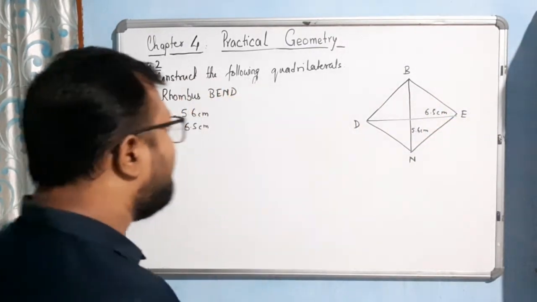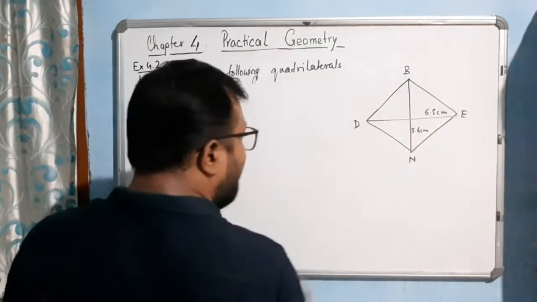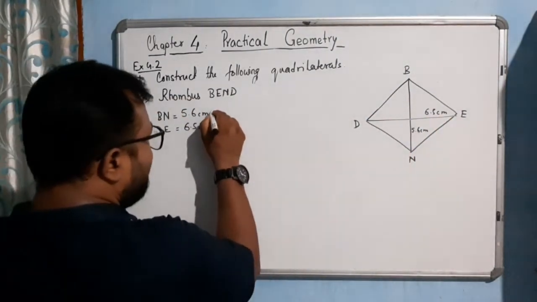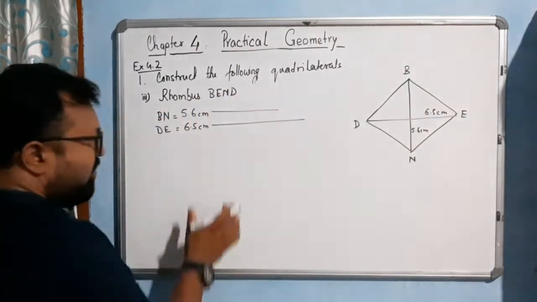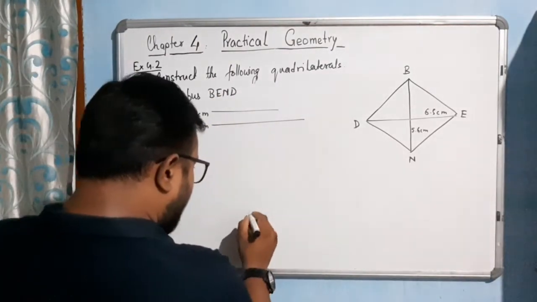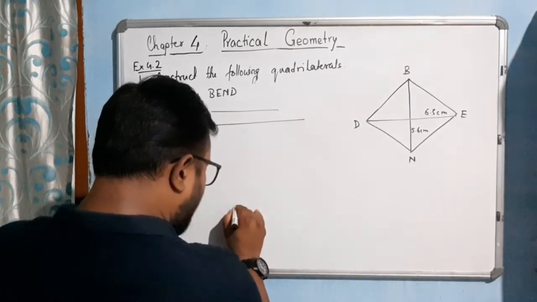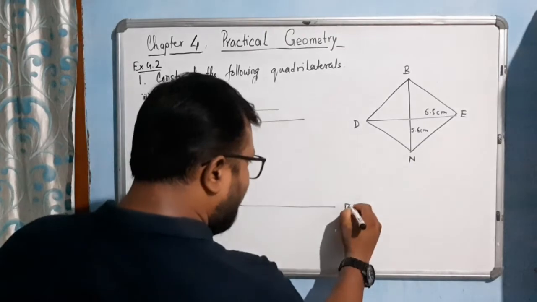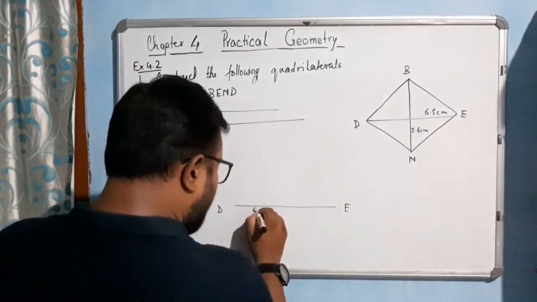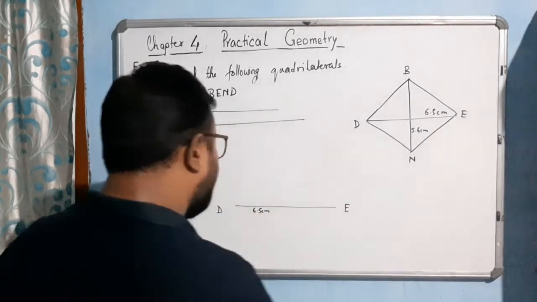See, look here. Let's take this diagonal DE. So we will have our line, as I already told you, you will draw the line so that you can measure it. So 6.5 first. Let me draw 6.5, this diagonal DE, 6.5 centimeter.